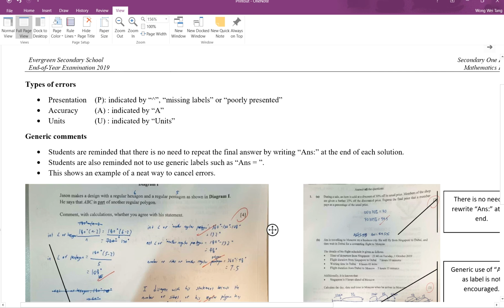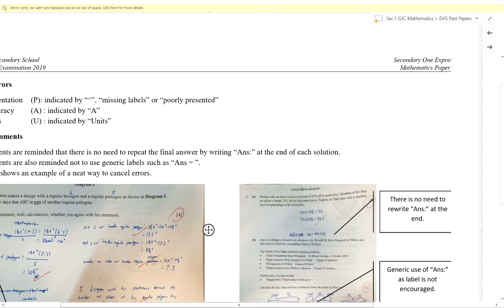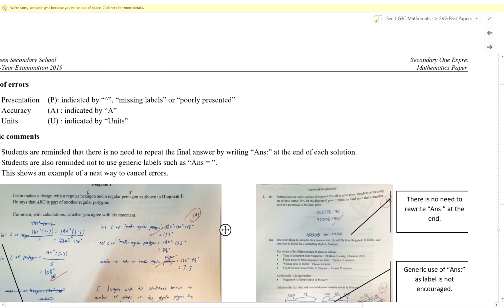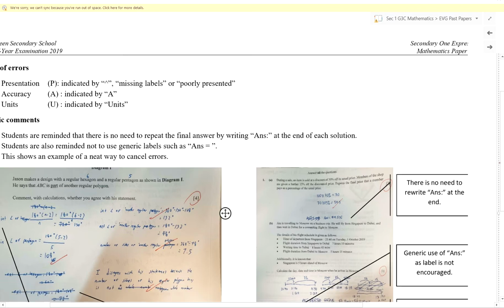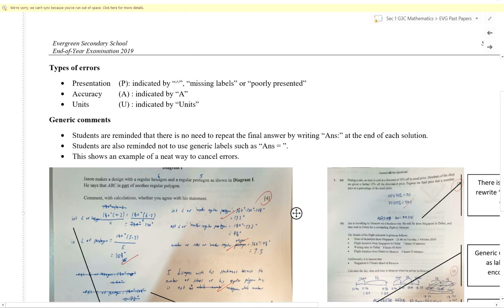Okay, this video recording is for our 2019 paper 2. So you have gone through the paper once already by doing it, and now it is time to learn from the mistakes. Okay, so there are three types of errors that you can be penalized for.